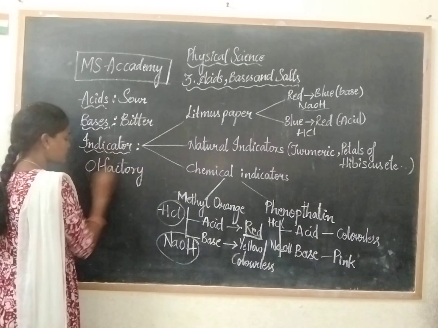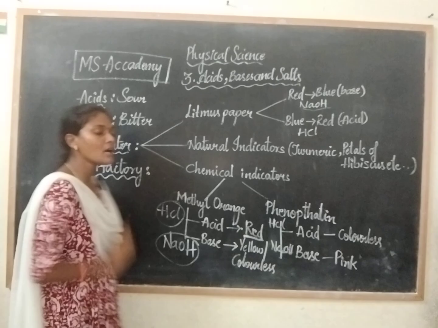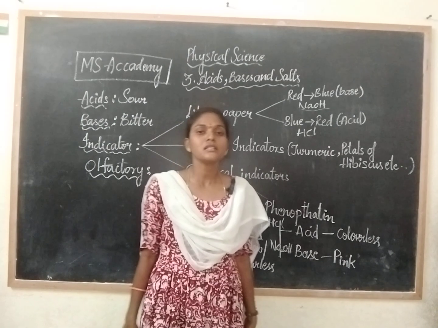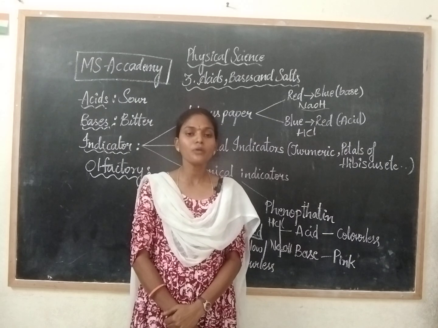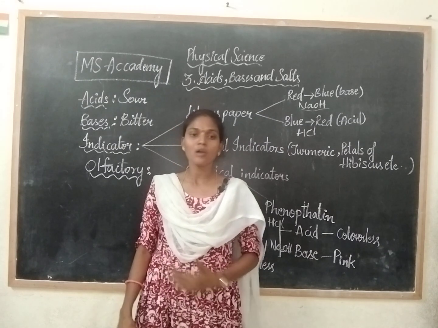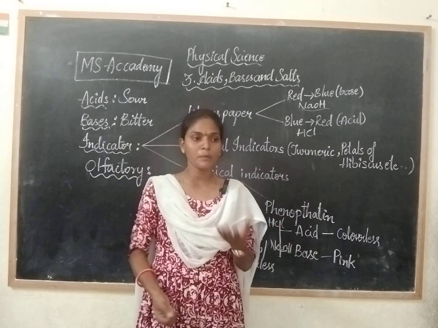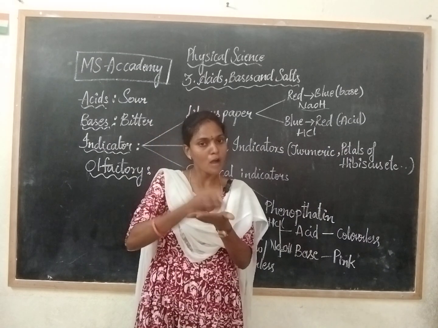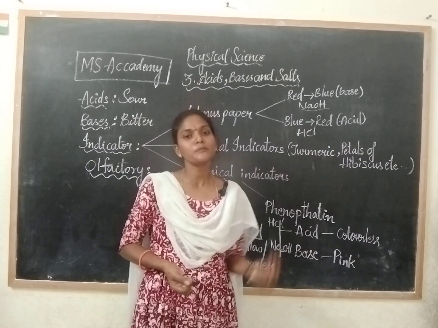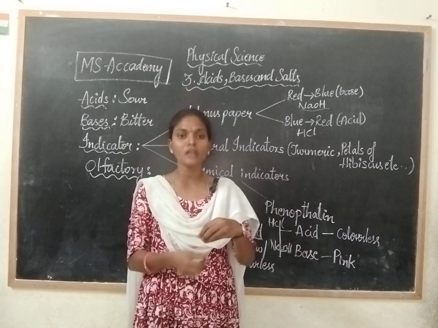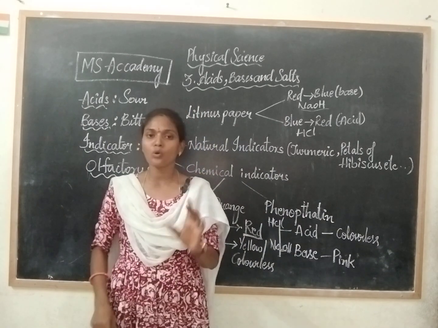Olfactory indicators. How do we prepare these olfactory indicators? Let us see here. These olfactory indicators are prepared with the help of onion. Now, let us do these olfactory indicators at home. It's a very simple method. Take a piece of onion, chop the onion into small pieces. Take a piece of cloth, keep the chopped onions in that piece of cloth, tie the cloth tightly and keep it in a refrigerator overnight.